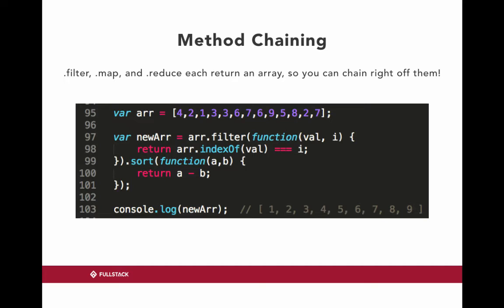In this case, what I'm doing is we have this array, a bunch of numbers, not in order, and it has duplicates. So the first thing I'm doing is applying that usage of .filter that we did on the first slide. And so what that's going to do is get rid of the duplicates. Then I'm chaining a .sort call on that, returning a minus b, which will sort it in ascending order.